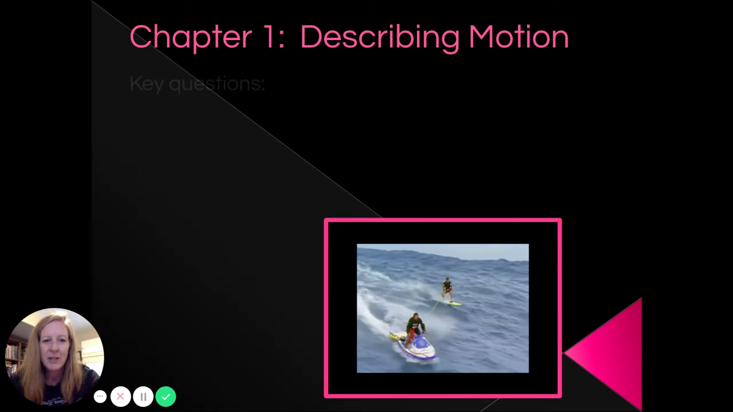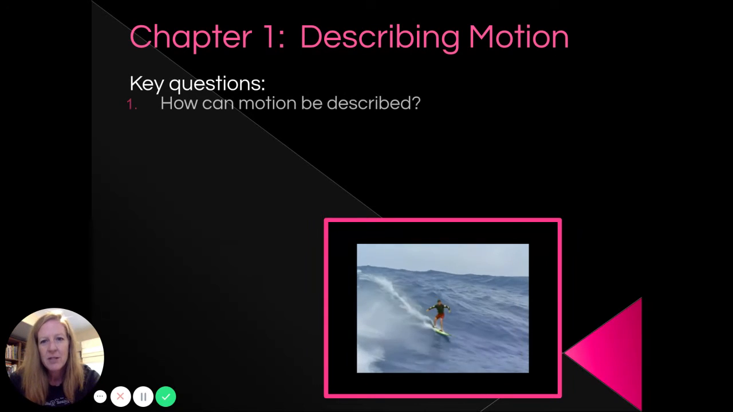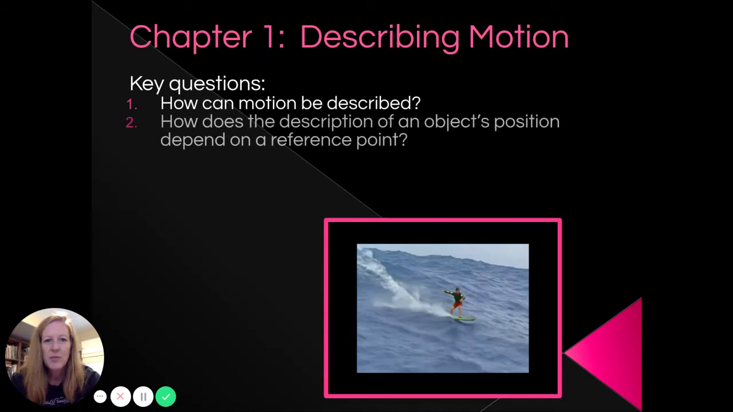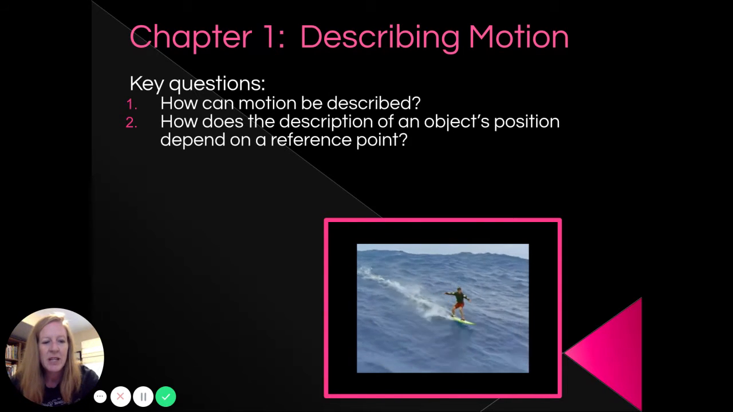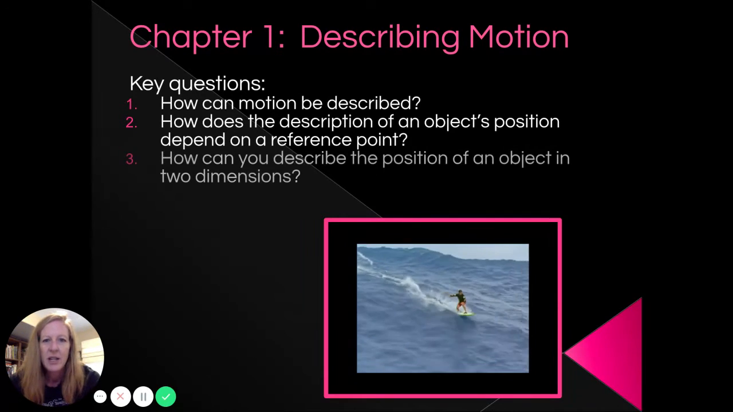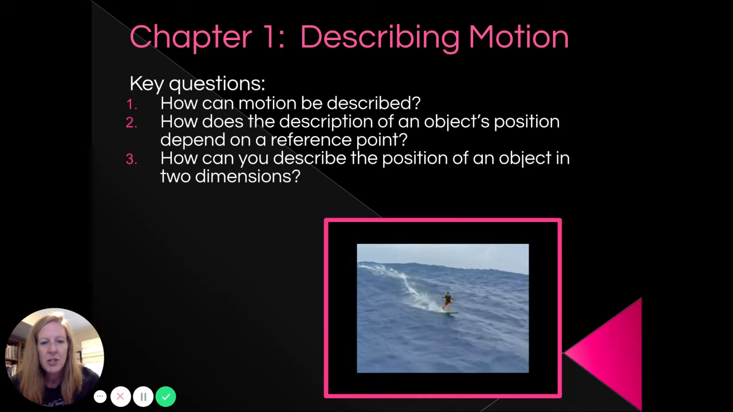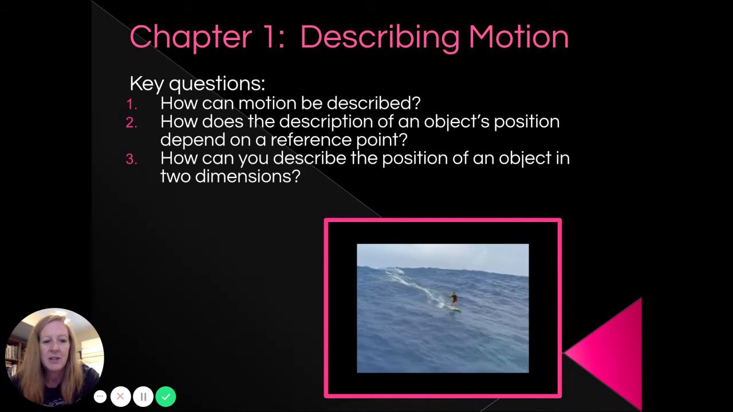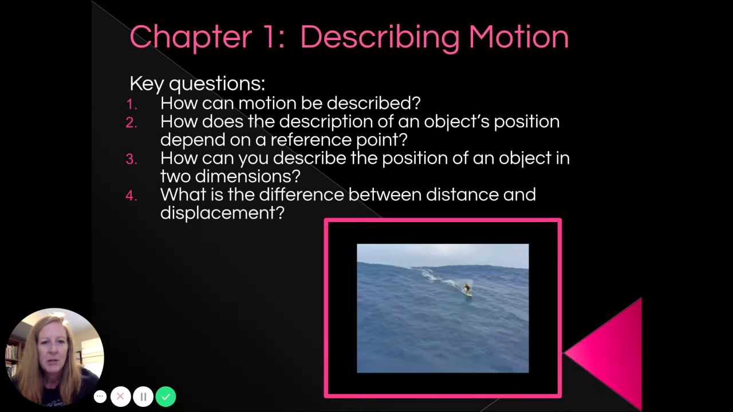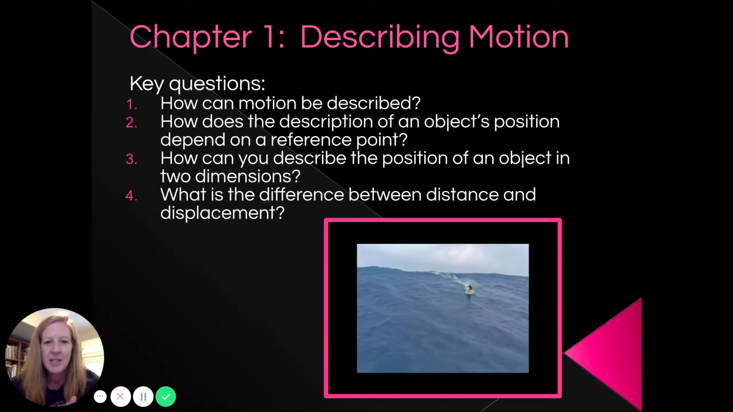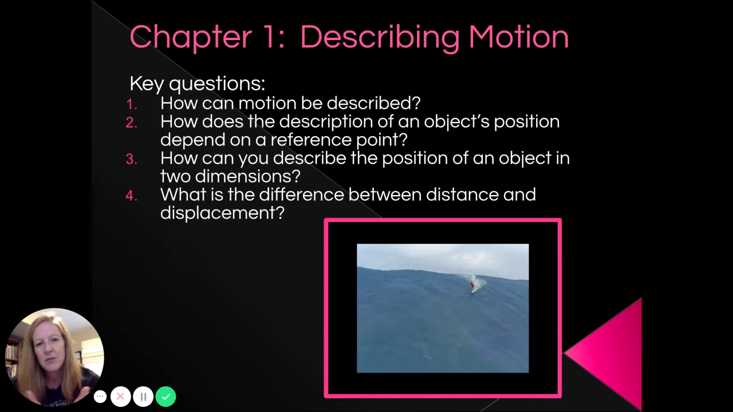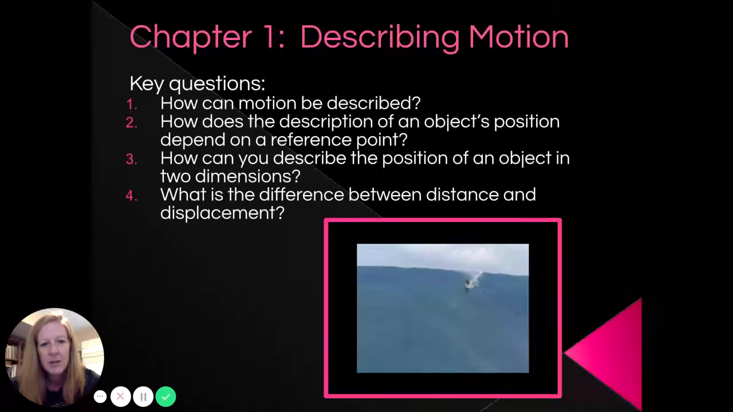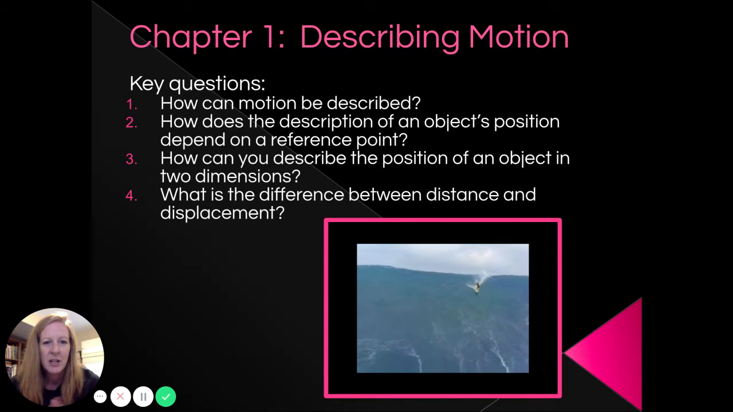There are 4 key points when we are describing motion. First of all, our descriptions are going to depend on a reference point. When we describe the position, we want to know how we can do that in 2 dimensions. And then lastly, we want to know the difference between distance and displacement. If we can do those things, then maybe we can describe the motion of an object, and we can use that for continuing our studies of motion, looking at speed and velocity.